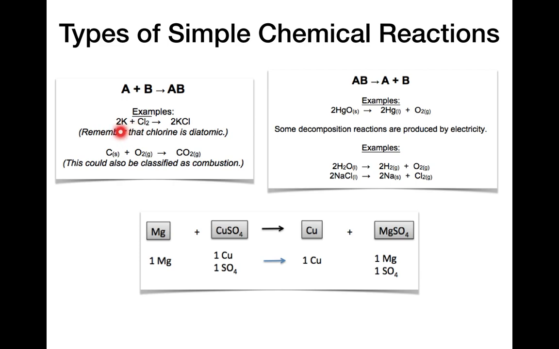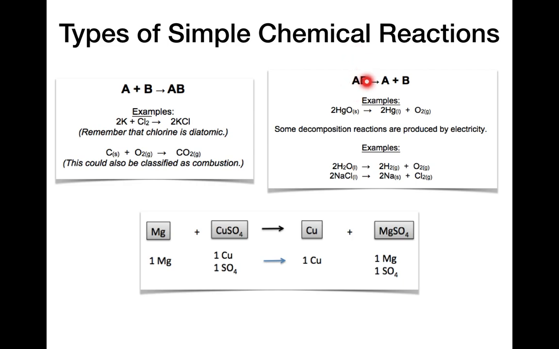So if I have A plus B makes AB, that is synthesis, right? So I have potassium plus chlorine makes, and can you name this? Potassium chloride. I have carbon plus oxygen makes carbon dioxide.